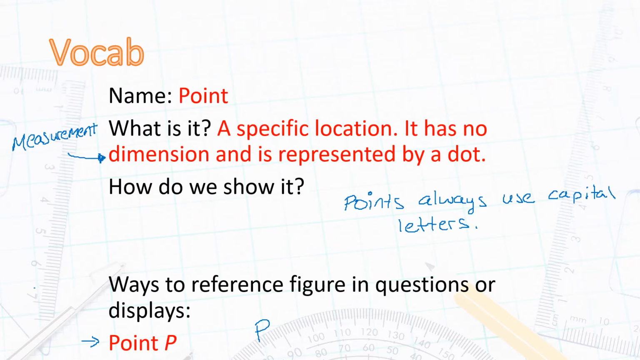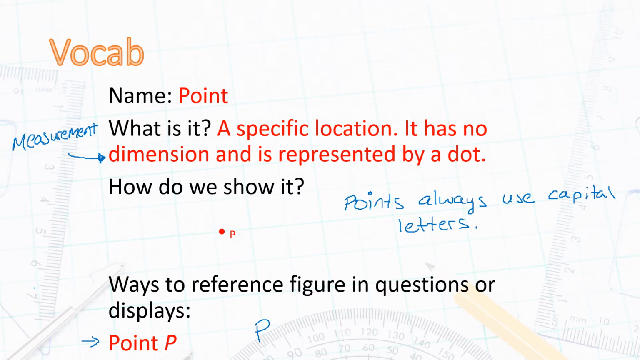Okay, so the first one is a point. This is a specific location, no dimension, represented by a dot. So you'll see the red dot with the P after it. We use capital letters for points. And dimension refers to measurements. Normally we think of things as having multiple dimensions. Like we live in a three-dimensional world. Most things have a height, a width, and a depth to them as well.